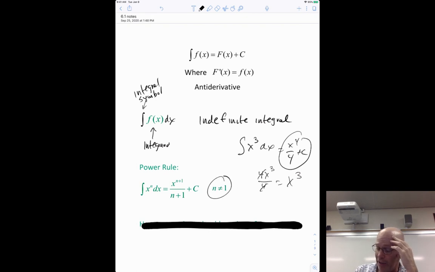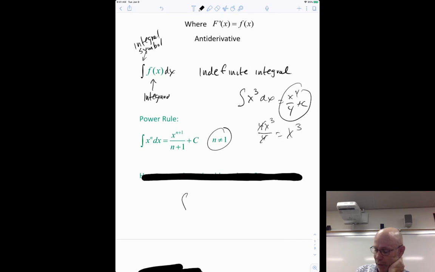This does not work if n is negative 1. I'll show you why real quick. If n is negative 1, it's x to the negative 1. And if you apply this rule, you add 1, so you get x to the 0 over 0. We've got a problem. So this rule only works for powers other than negative 1. You should know that one, though.